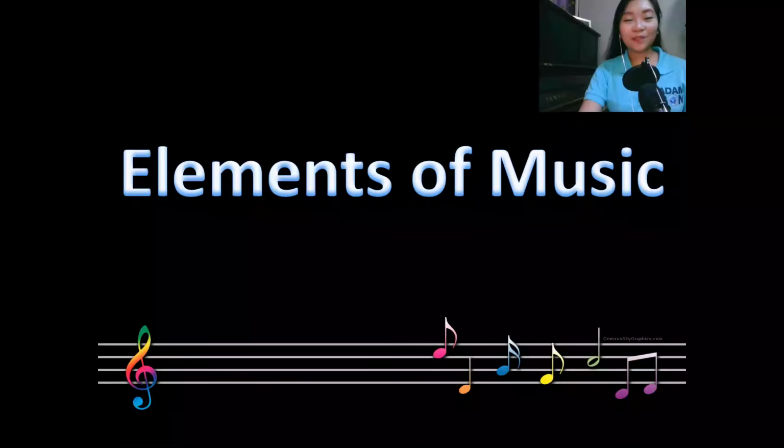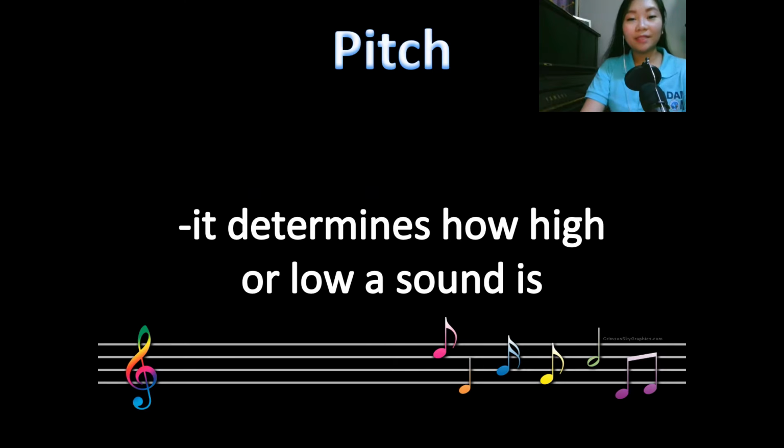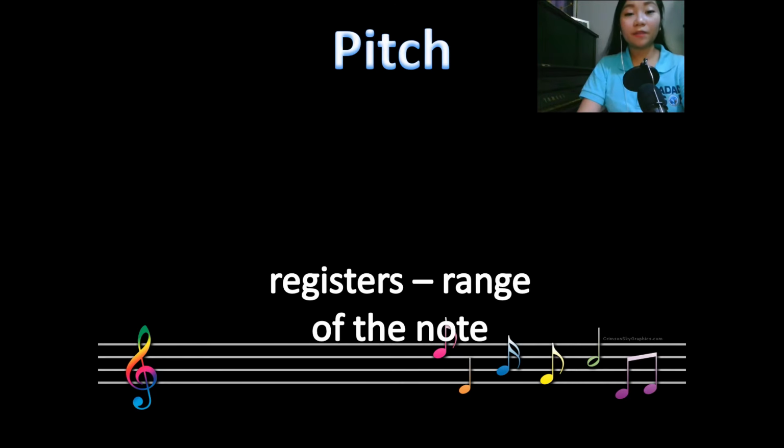Our lesson for today is about the elements of music. The first element is pitch. It determines how high or low a sound is. To identify if a pitch is high or low, it's best to look at its position on the staff.